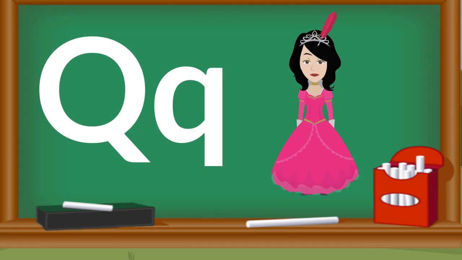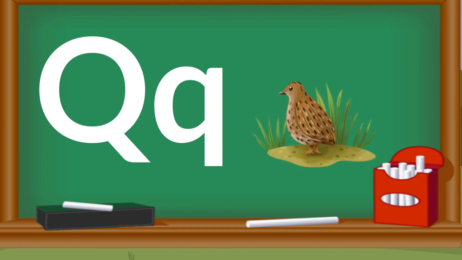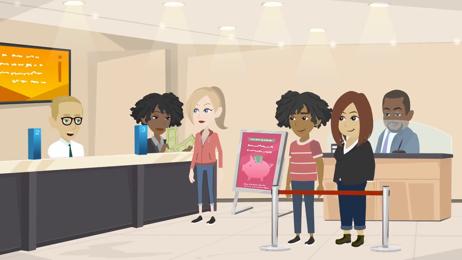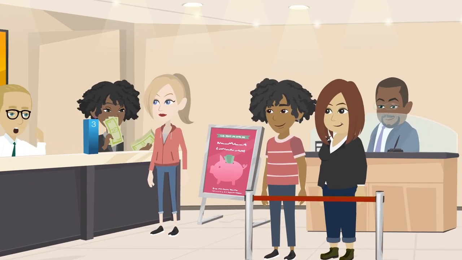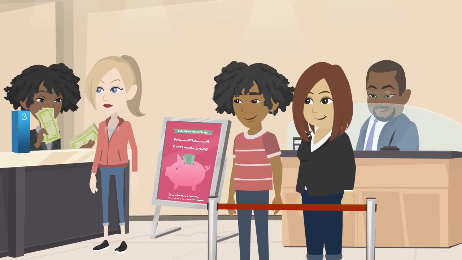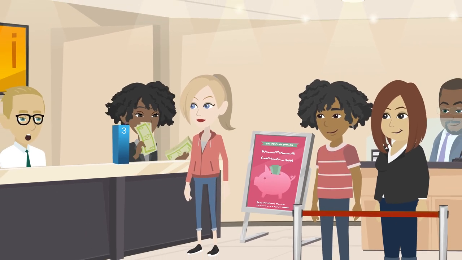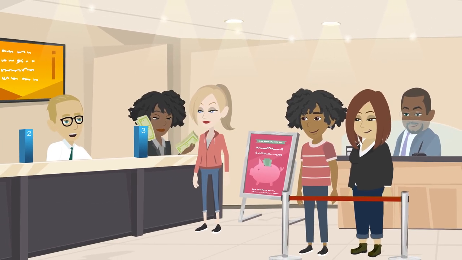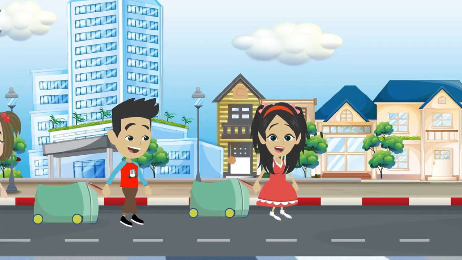A queen is standing with a quilt in her crown. A quail flies near whose color is brown. Stand up in the queue and come one by one. Please keep quiet and do not run.